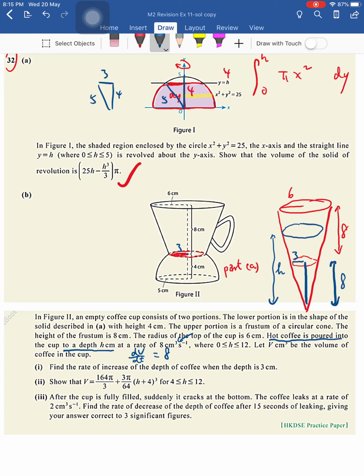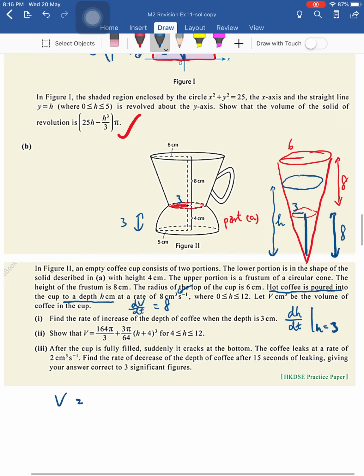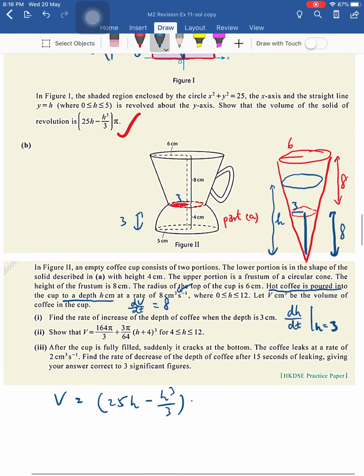And then part B1, find the increase of the depth of coffee, dH/dt, when h equals 3. h equals 3 is here. So you just find the volume. The volume V equals (25h minus h cubed over 3) pi. The volume is this one.